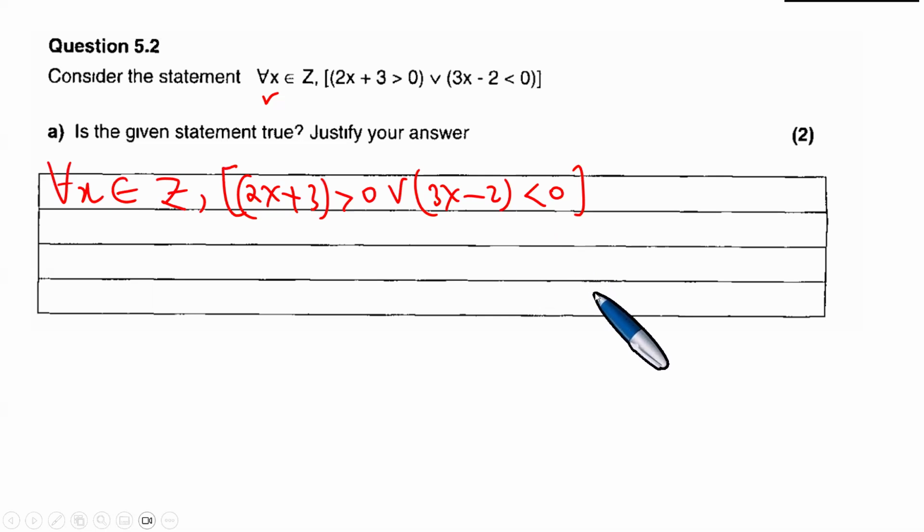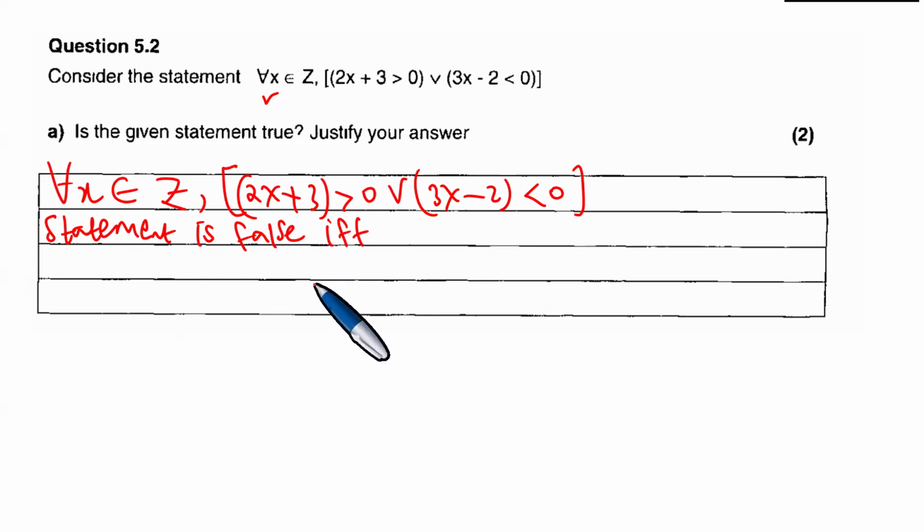Right, so we can reason this out. There are many ways to do it, of course. We start by saying that this statement is false if and only if 2x plus 3 is negative and 3x minus 2 is positive.